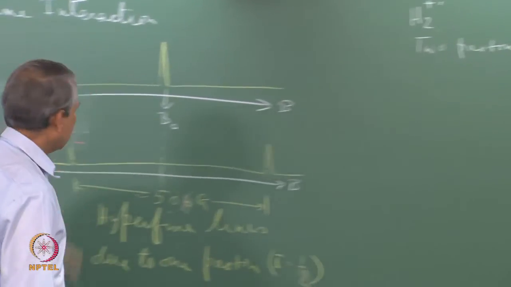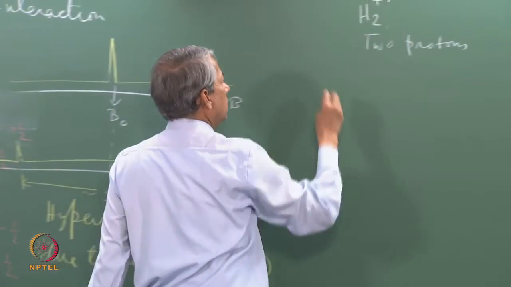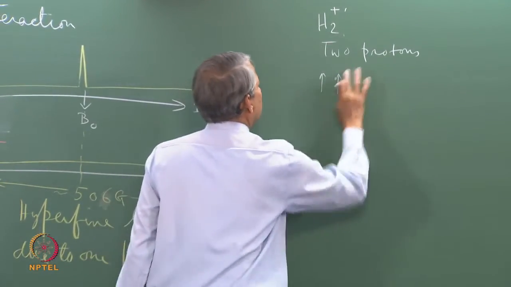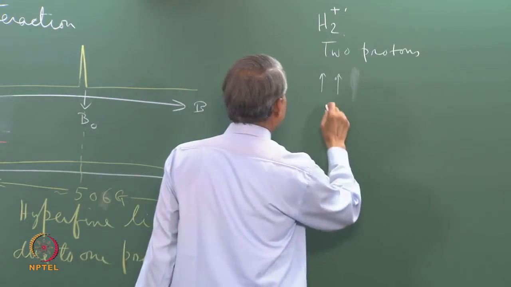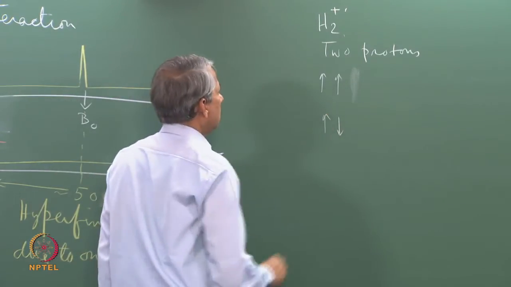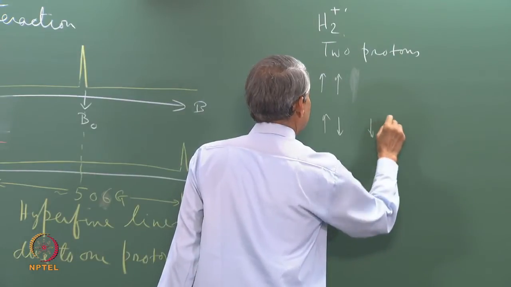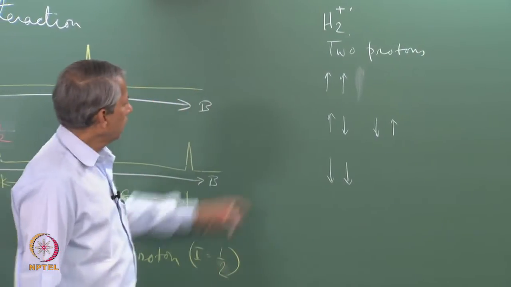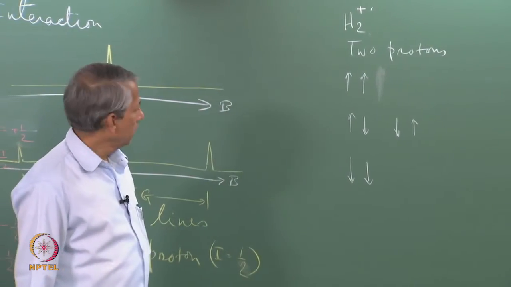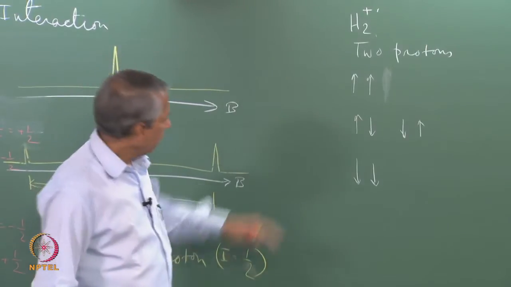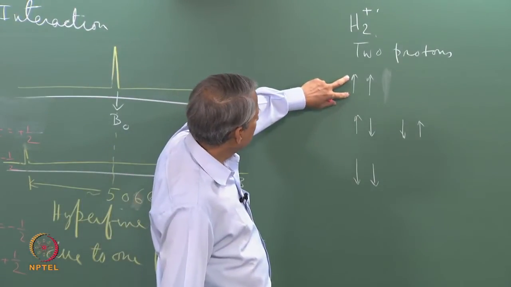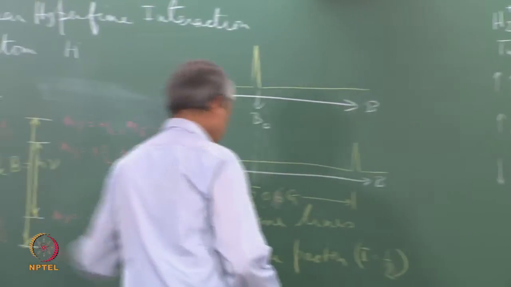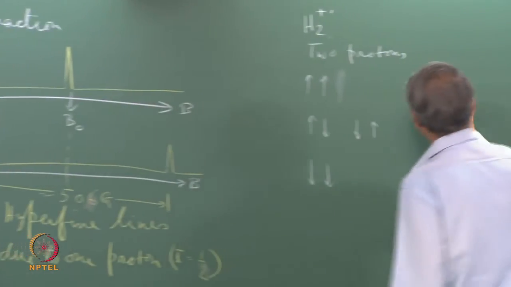So, we go through a similar argument now, that in a magnetic field these two protons can align, let us say all of them can align this way, or this one can be up, other can be down, or this could be down, this could be up, or both could be down. These are the possible nuclear spin orientations in the magnetic field, and each of them gives us a local magnetic field that the electron will see. So, this energy level that I have drawn here will be modified in this fashion.